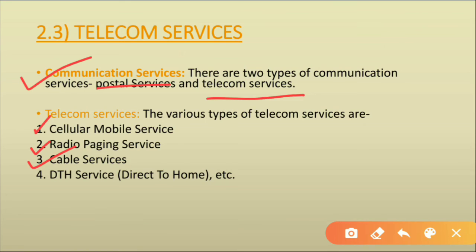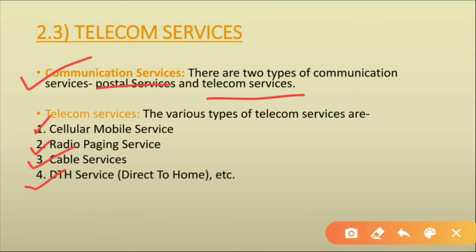Now the next type of service is cable services. Now students, what are cable services? Cable service means the cable network; that service is known as the cable service. And DTH service means the set-top box one, which is very famous these days. The cable service is not in use nowadays. DTH service is much in use these days. DTH service means direct to home.